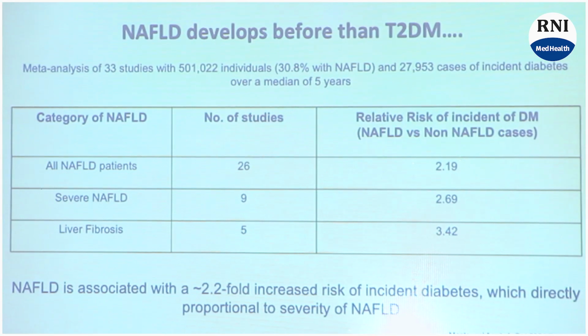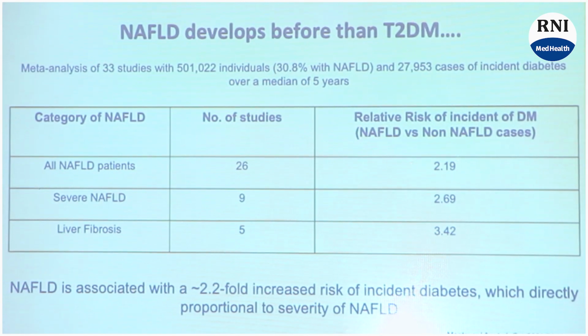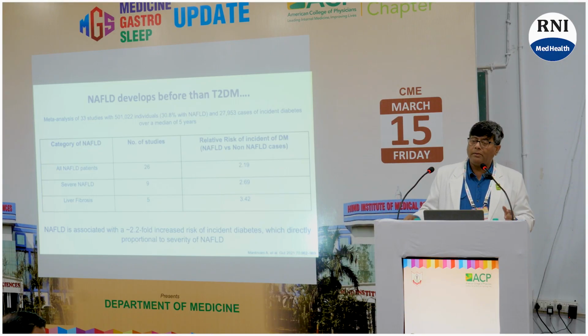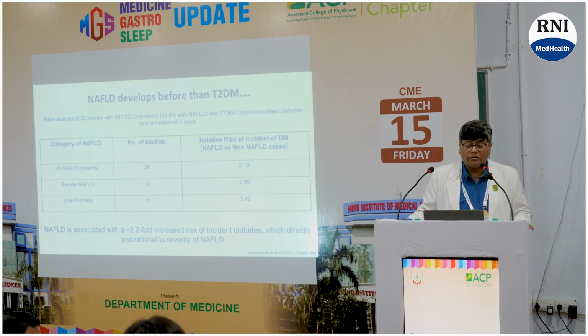So NAFLD is one of the very important reasons for type 2 diabetes. Now it is very difficult to decide whether type 2 diabetes is giving rise to NAFLD or NAFLD is giving rise to type 2 diabetes. But the correlation is very strong.